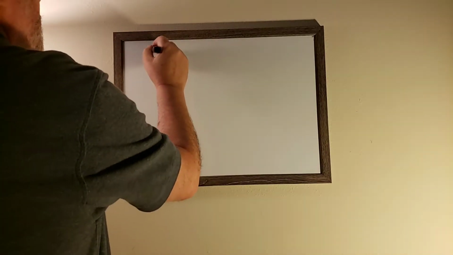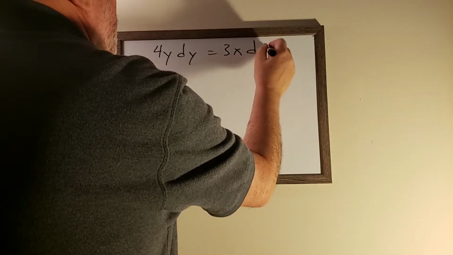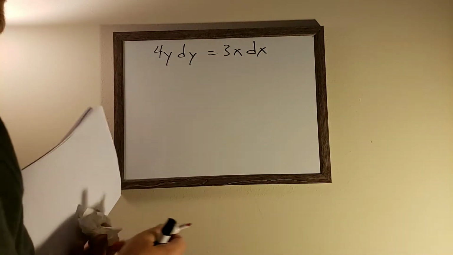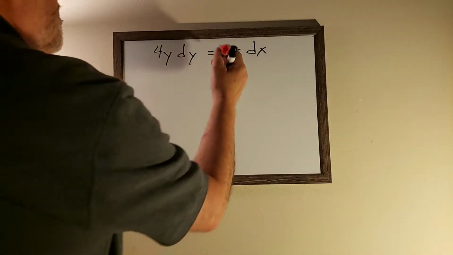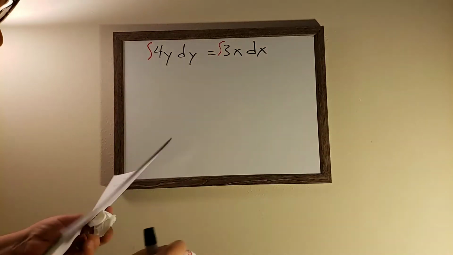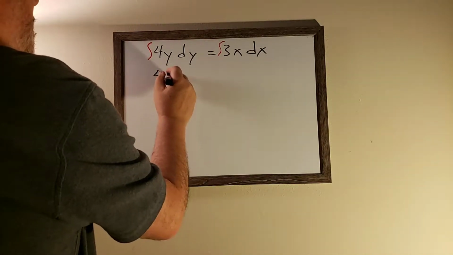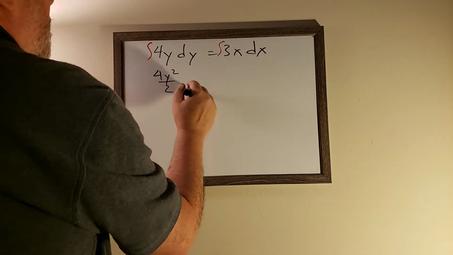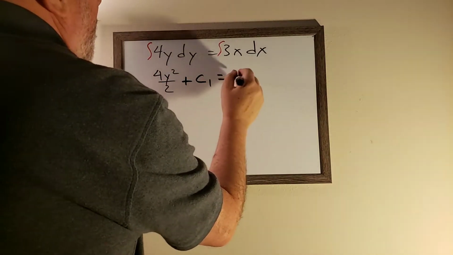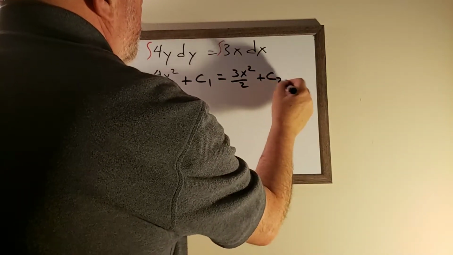Right. So let's look at a few problems, and let's first go back a little bit to what you remember from your calculus classes. If you had something like this, 4y dy equals 3x dx, well then this could be integrated, because we can integrate this side with respect to y, and we can integrate this side with respect to x. And if we did this, we ended up with 4y squared over 2 plus c1, and over here we ended up with 3x squared over 2 plus c2.